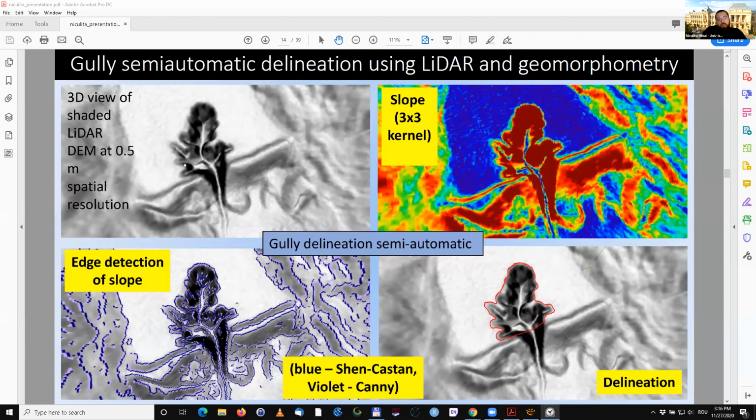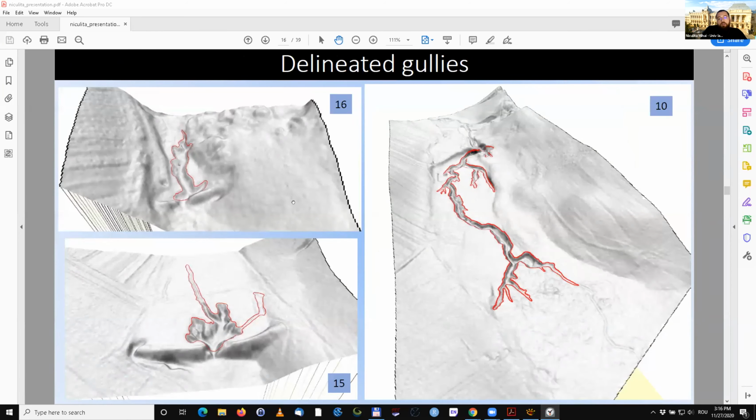The methodology was based on using 3D views of shading, also using slope and the edge detection of slope. The edge detection of slope gave us, let's say, the border of the gully, but we had to manually intervene because there are very strange situations when the gully is very close to the hill slope, so you do not have an edge and so on. So even if it seems a very easy task for a semi-automatic or automatic approach, actually it's quite difficult. You have here some examples of delineation.